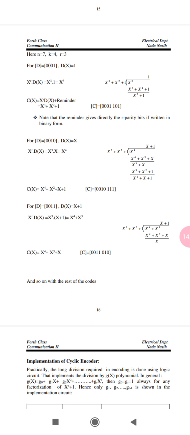Then c of x is equal to x raised to R d(x) plus remainder. We have calculated x raised to R d(x), whose value is x cube. Then the remainder x square plus 1 is added there. Then we get 0, 0, 0, 1 plus 1, 1, 0, 1. Right? Note that the remainder gives directly the R parity bits if written in binary form.